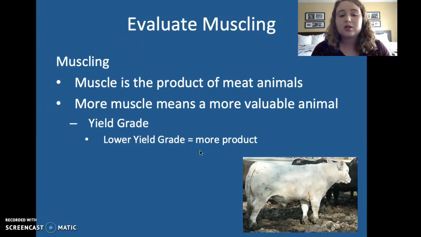Yield grade, this is a term you guys should all write down. The lower yield grades equal more product. The yield grade incorporates how much muscle they have and how much fat. So you want them to be really muscular with a lot less fat, but you still want the marbling in the meat, which we'll also talk about at a later time.